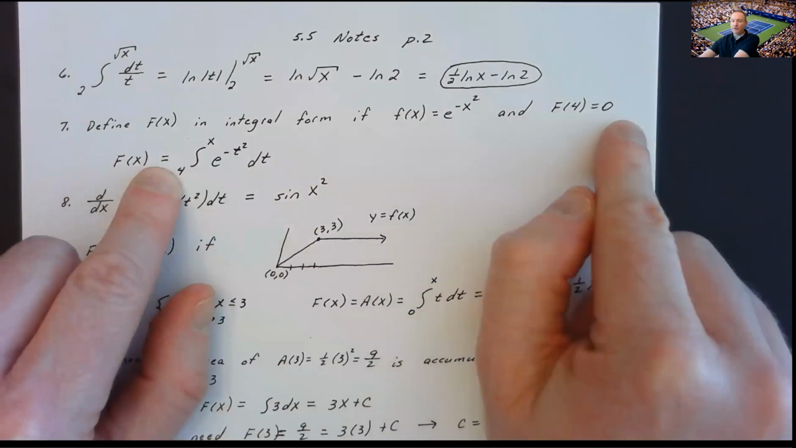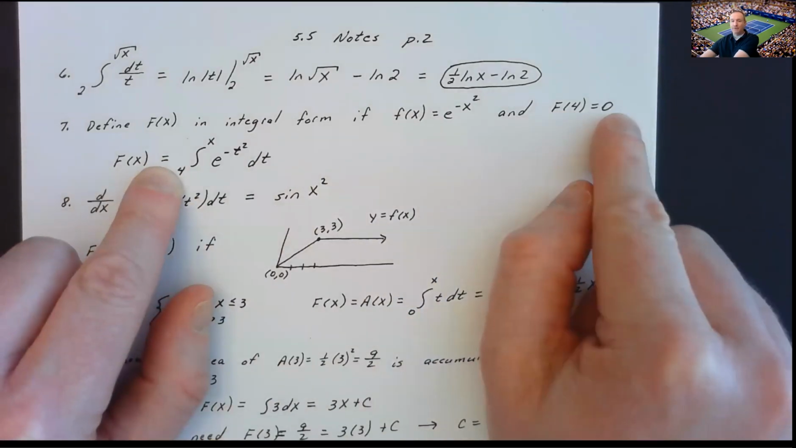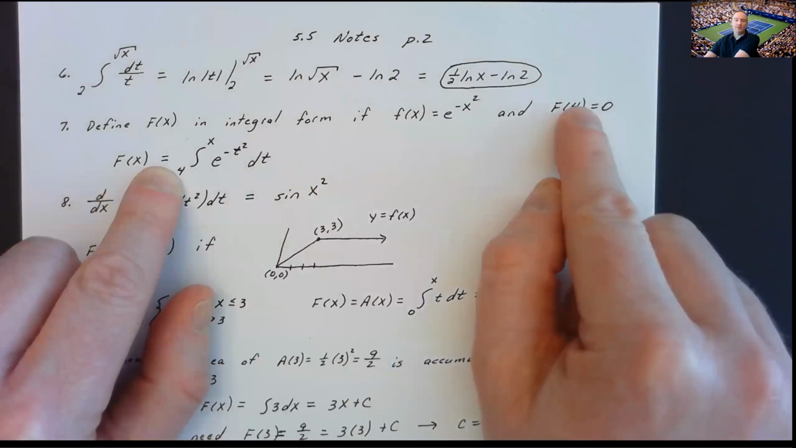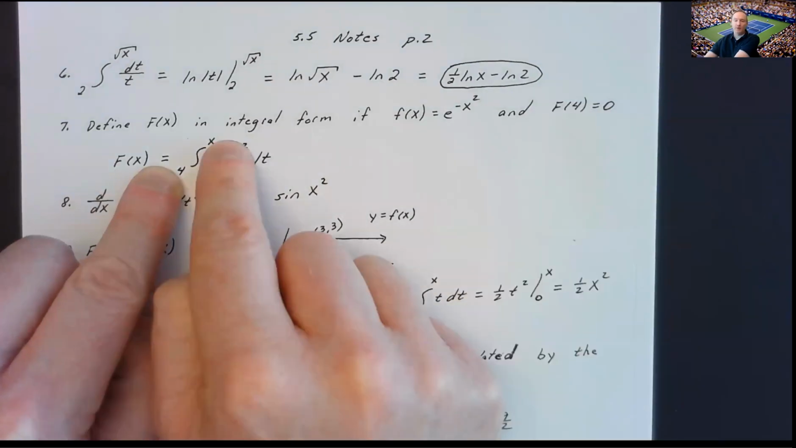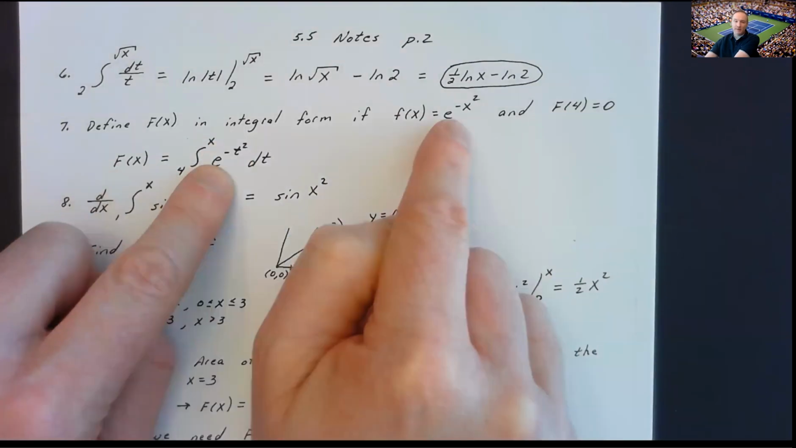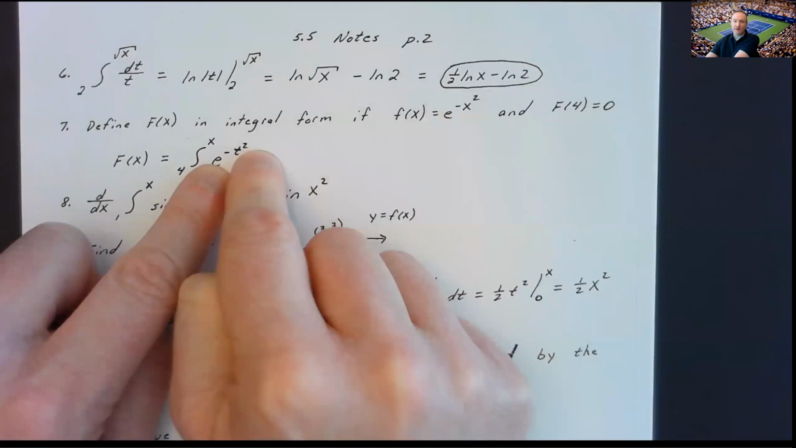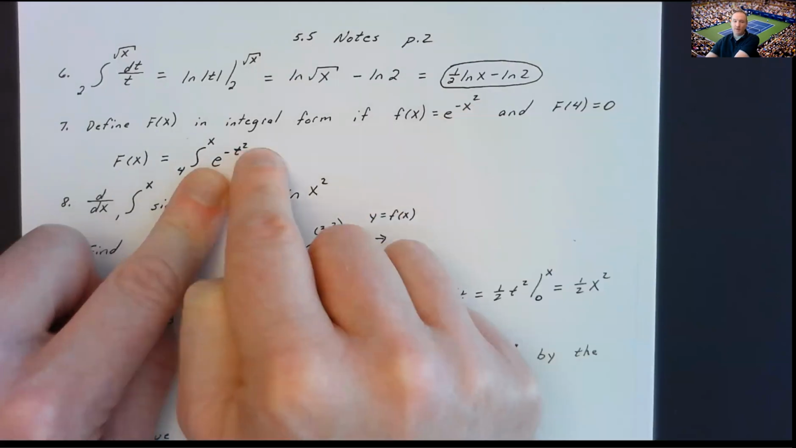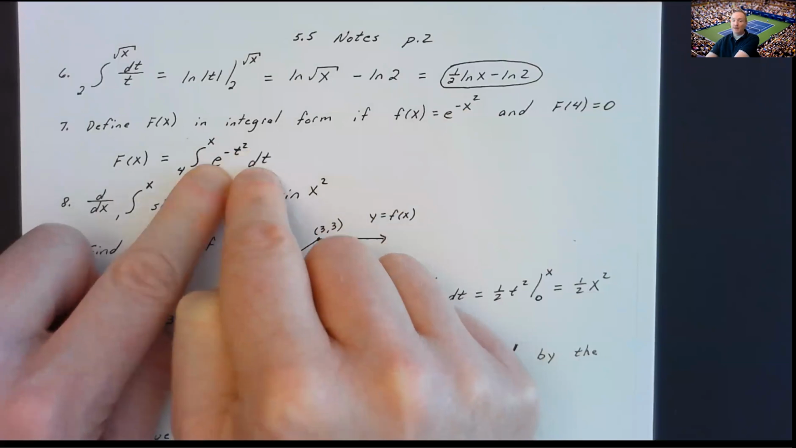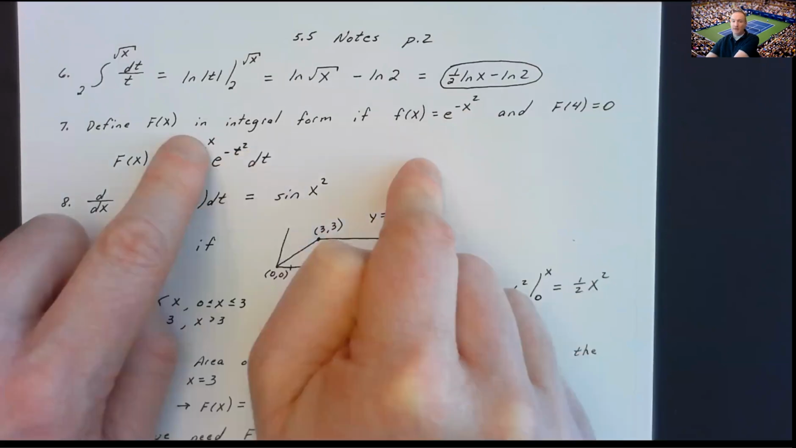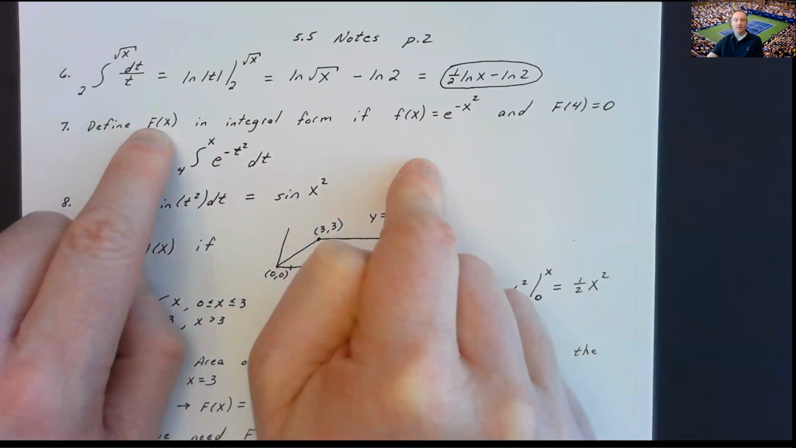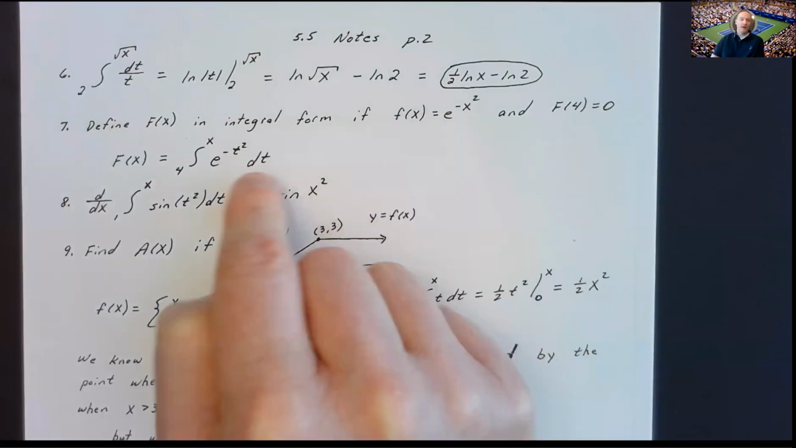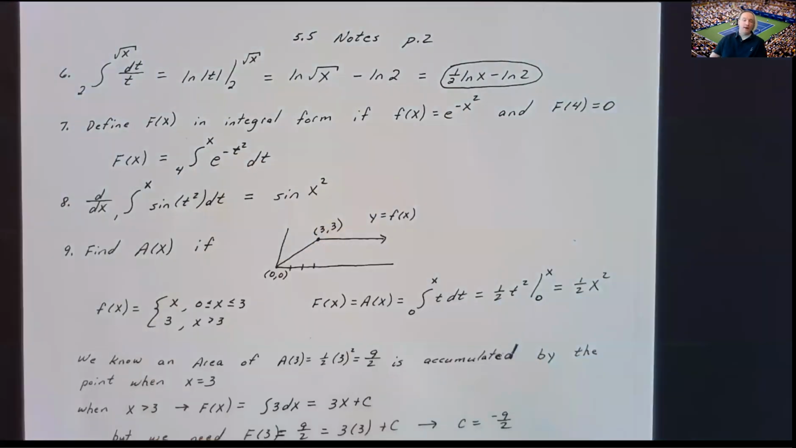Because at 4, your area is 0, so you only start to accumulate area after x equals 4. So I'll say from 4 up to the value of x, and then in order to get this function in there, this inside, I have to use the dummy variable to represent that. I'll say e to the negative t squared dt. Now, when I integrate it, it'll be in terms of x, and it will give me the capital F of x. Gorgeous problem.